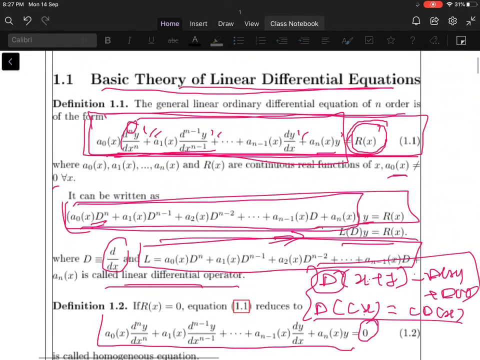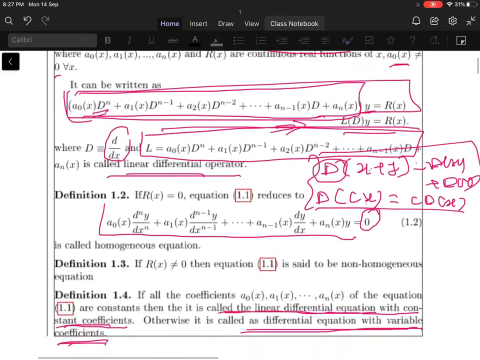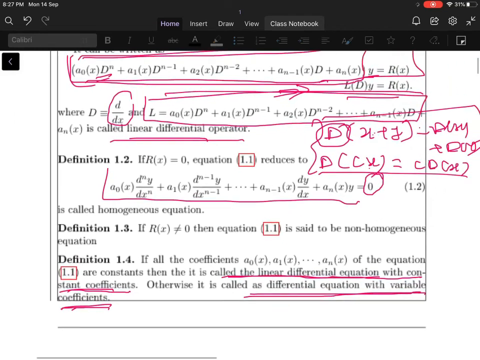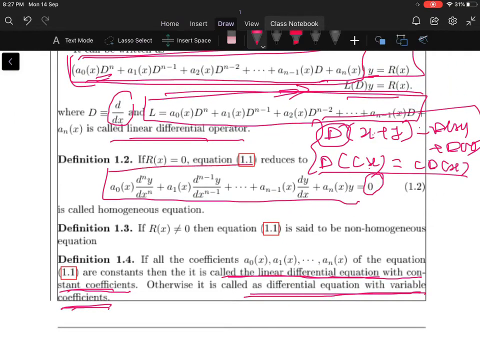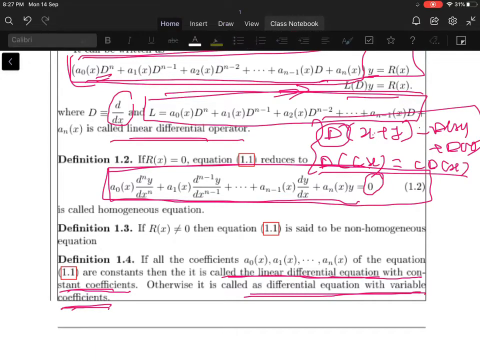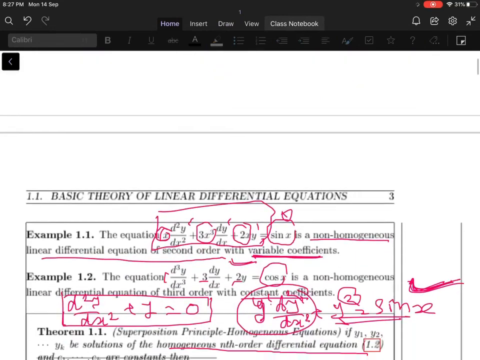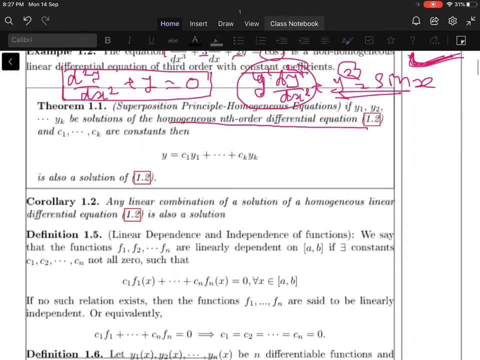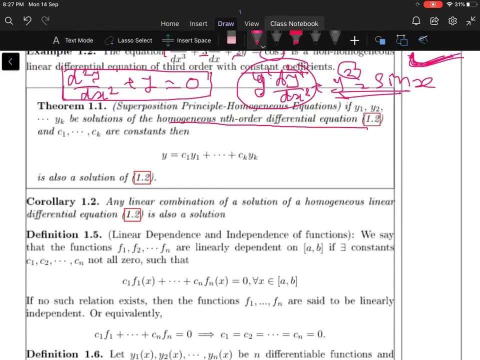You know what is 1.2? Equation 1.2 is the equation in which, compared to equation 1.1, we have RHS 0. So this is equation 1.2, and it is a homogeneous equation. Why a homogeneous equation? There is no RHS function of x. So it is a homogeneous equation. I am talking about solutions of homogeneous equations.